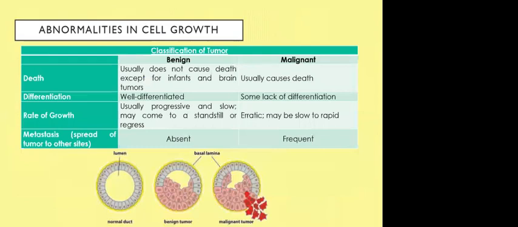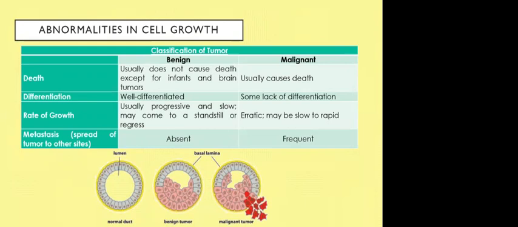Okay, since we already identified the different characteristics of the tumor, we can classify tumors into two different conditions. It can be benign or it can be malignant. In other words, benign is non-cancerous, malignant is a cancerous type of tumor. We are going to differentiate these two types of tumor according to the following criteria.